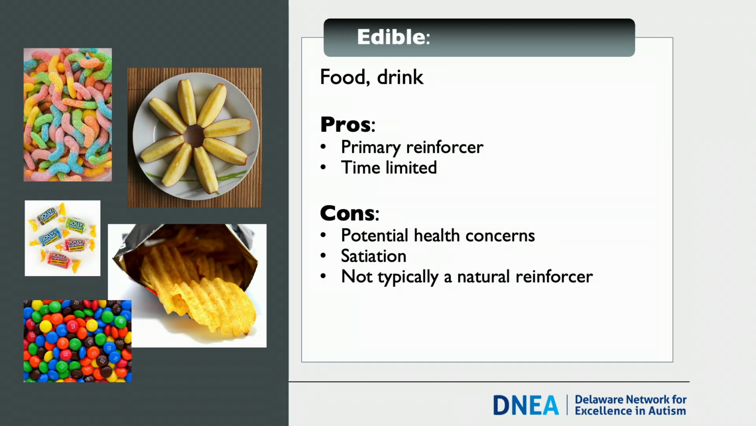Edible reinforcers are foods or drinks that, when given to an individual following a behavior, increase the likelihood that that behavior will occur again in the future. Some potential positives of using edible reinforcers include that they are a primary reinforcer, so they should work as long as the student is hungry. They are also time limited, which could be helpful for a child who has a difficult time giving up preferred activities or items, because edibles, for example, have a clear end point.